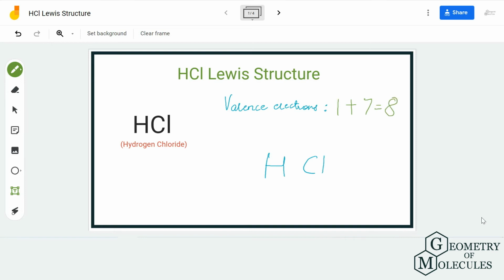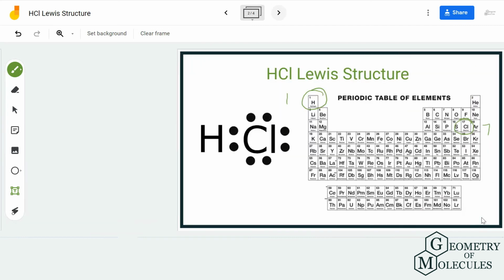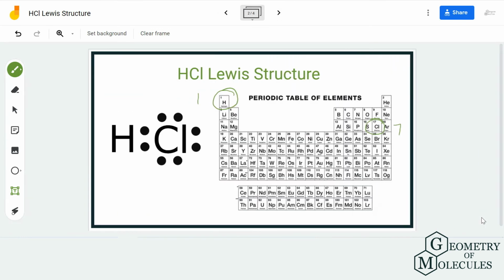Now we will place hydrogen and chlorine next to each other like this, and to show a bond between hydrogen and chlorine, we are going to place a pair of electrons like this. Now this shows a bond, and this also completes the outer shell for the hydrogen atom, because a hydrogen atom only requires 2 valence electrons to have a complete outer shell. The rest of the electrons, the 6 electrons that are remaining right now, will be arranged around the chlorine atom like this, and it will complete the octet for the chlorine atom as well.